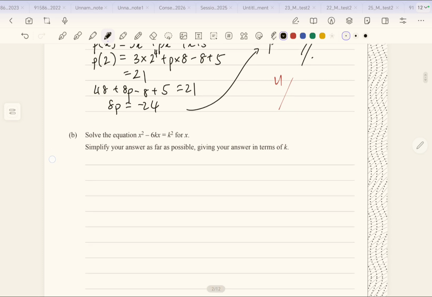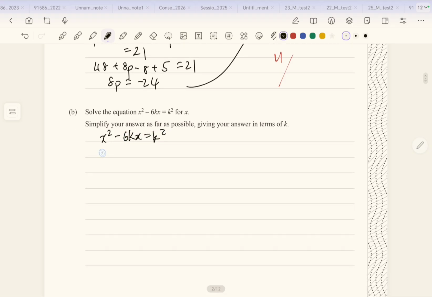Now let's look at part B. We have the equation x squared minus 6kx equals k squared, and we're trying to solve for x. Let's get it into a quadratic form first, where the right hand side equals 0, and we do this by taking away k squared from both sides.